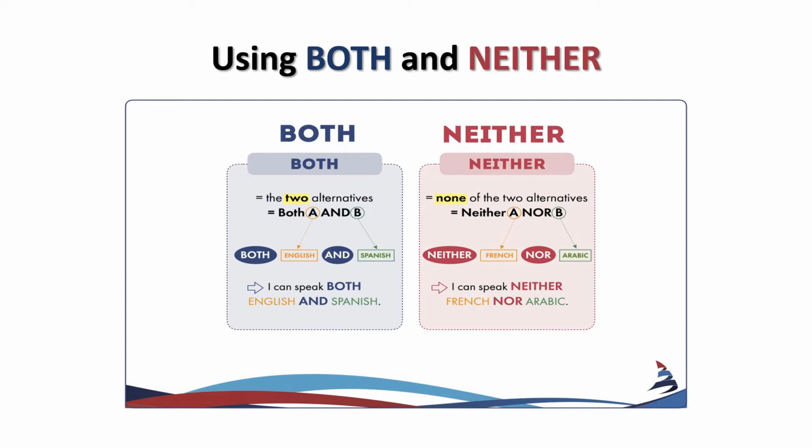Neither, on the other hand, allows us to make a negative statement about two people or things at the same time. Neither goes before singular countable nouns. We use neither of before pronouns and plural countable nouns.